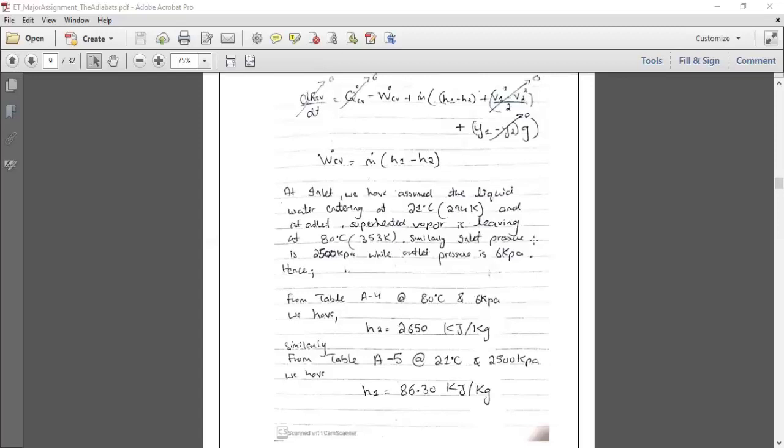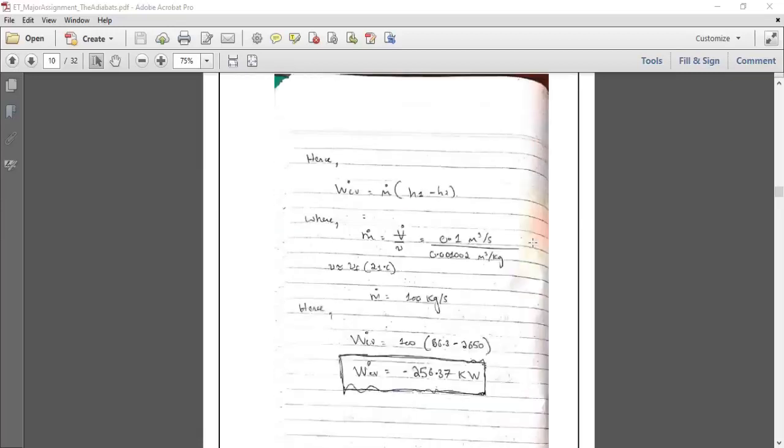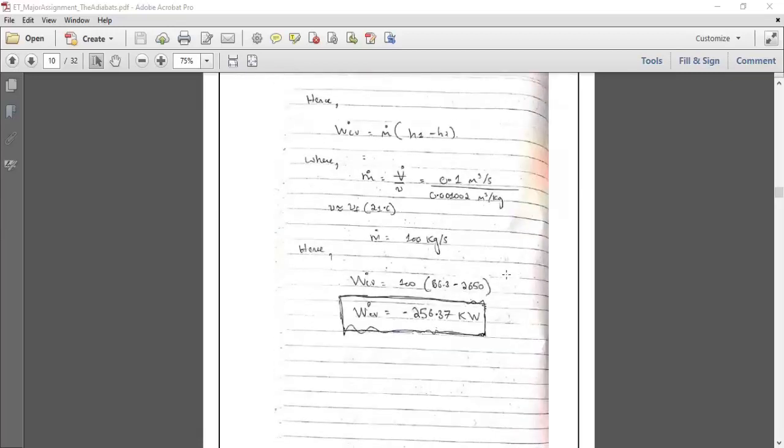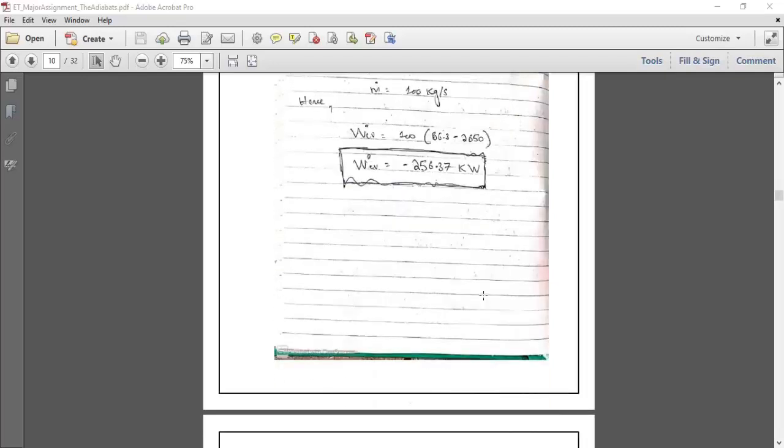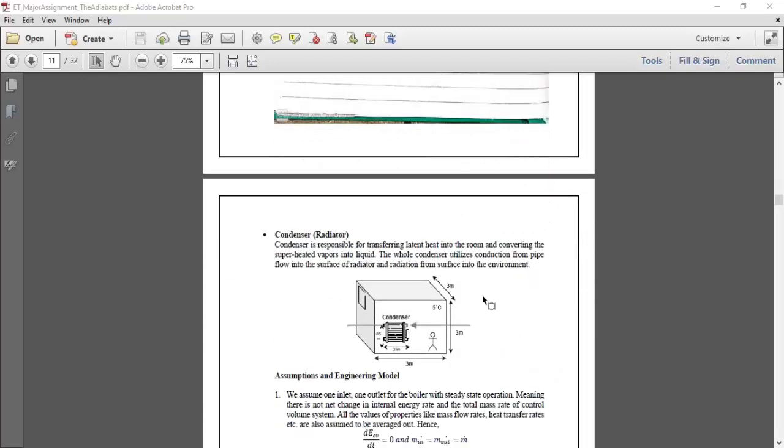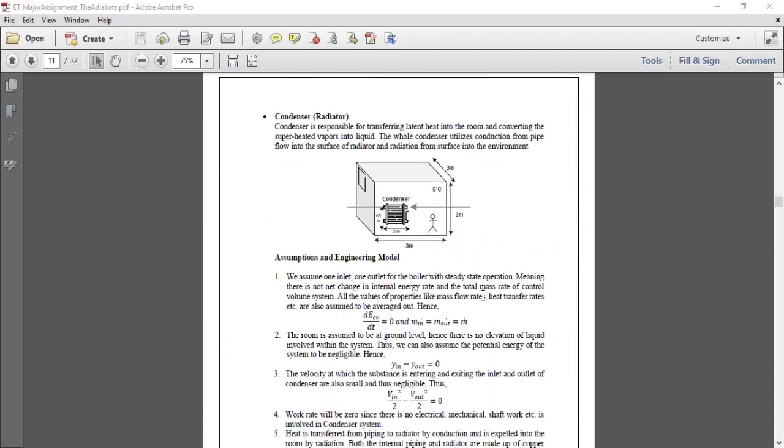And upon substituting these values, the work rate for the pump that we got was about 256.37 kilowatt with a negative sign again, since electric work is being done on the boiler. Right. So the next analysis we performed was on the condenser or radiator, for which the steady state kinetic energy being zero, potential energy being zero were also taken with the same reasoning as for the boiler and the pump.